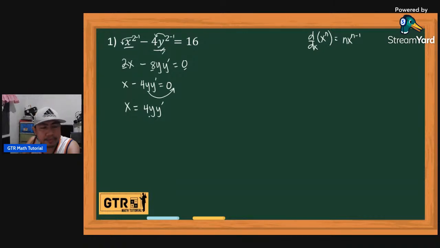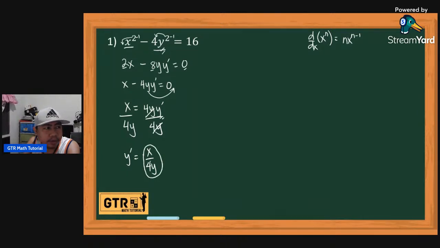So next, solve for y prime. Divide both sides by 4y. Okay, so divide both sides by 4y. So therefore, y prime now is equal to x over 4y. Okay, so this is the value of the first derivative.